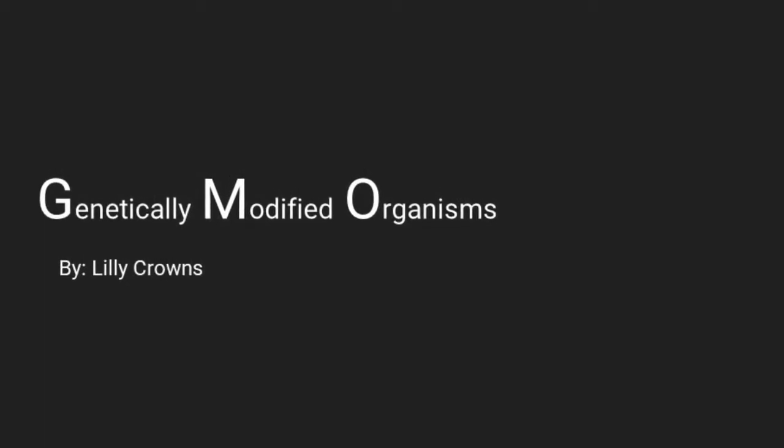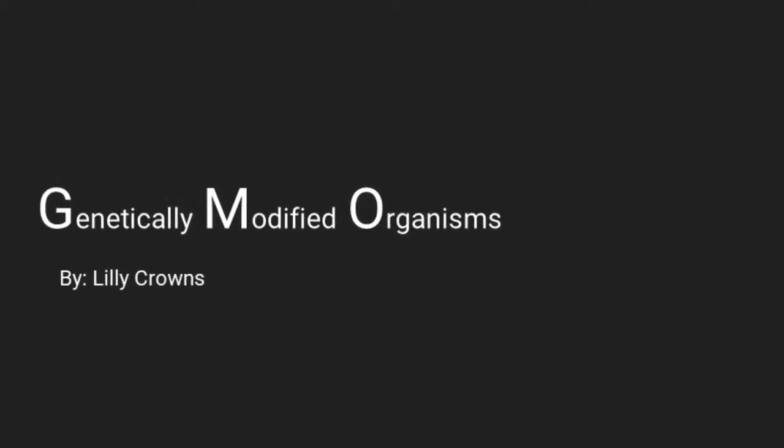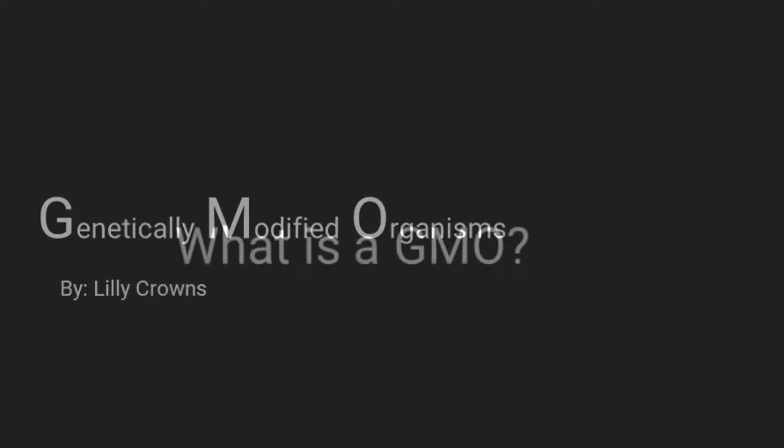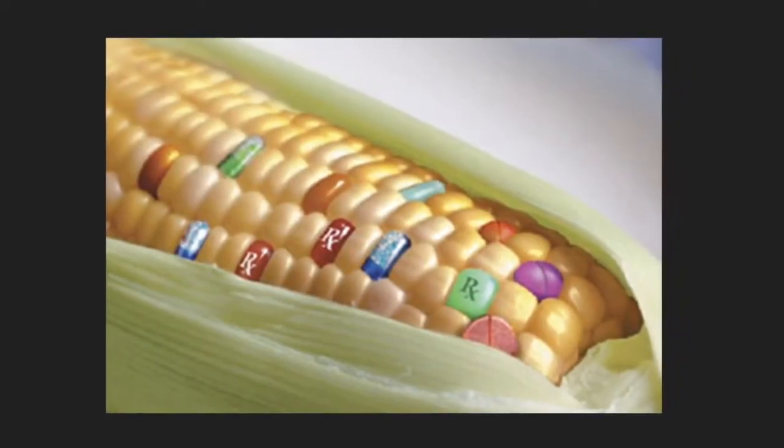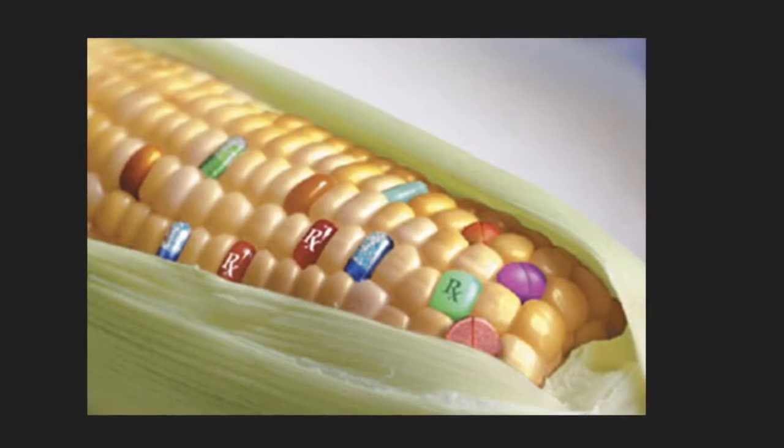First, let's start out by defining what a genetically modified organism, or GMO, is. A genetically modified organism is an organism that has had its characteristics changed through modification of its DNA. Usually this modification would involve adding another organism's DNA into the organism that is being changed.